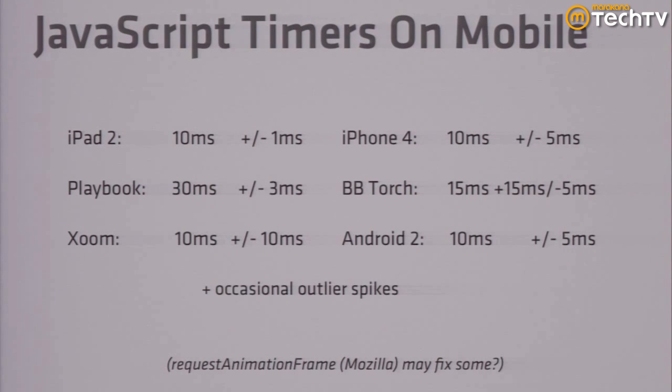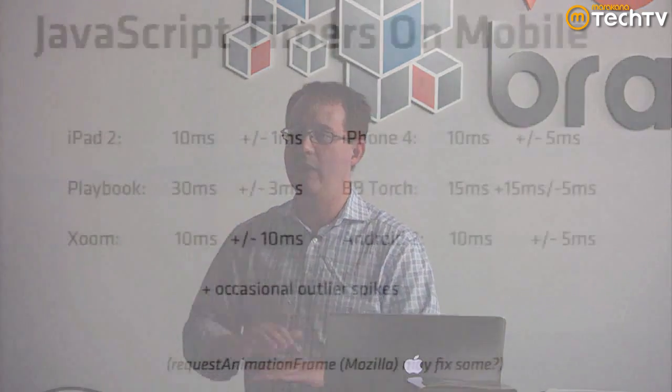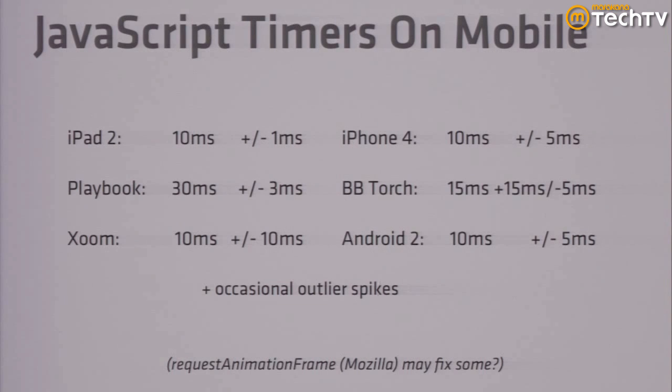BlackBerry Torch is very, very inconsistent. It doesn't have a GPU, it doesn't have a floating point unit, and it has a fairly low-powered CPU. So you're looking at 15 milliseconds, basically plus or minus 15 milliseconds. The range of performance you get around the mean is pretty huge. The Zoom is worse. It is 10 milliseconds plus or minus 10 milliseconds, so you've got a huge timing range around the middle. Android 2 does slightly better than Honeycomb, but it's also 10 milliseconds plus or minus 5 milliseconds. And you can also get very bad occasional outlier spikes.